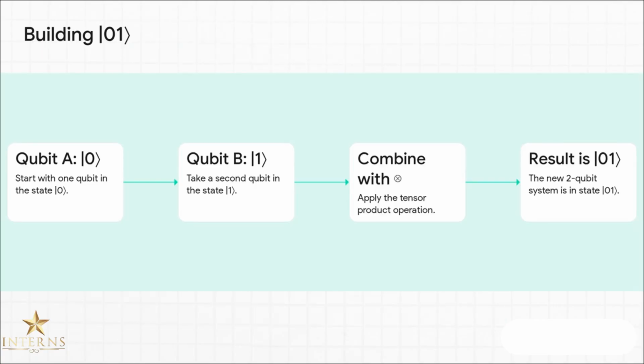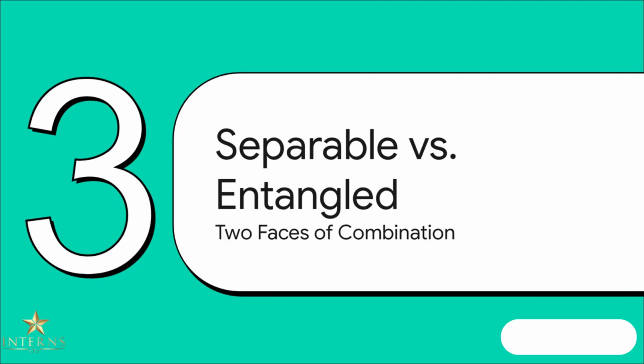Okay, let's make this real for a second. Let's say we've got one qubit in the state 0, and a second qubit over here is in the state 1. To describe the combined two-qubit system, we use that tensor product. We write it as the state 0 tensor the state 1, and that gives us a brand new two-qubit state that we just call ket 01. This new state lives in a much larger mathematical space than either of the original qubits did on their own. But this is where it gets really, really cool.